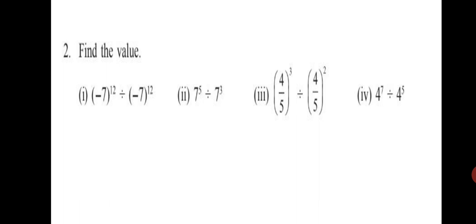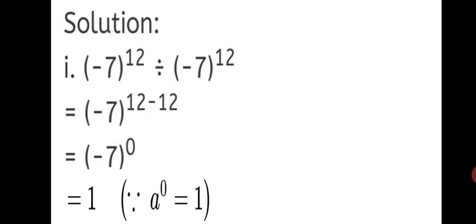Question number 2. Find the value. We have 4 sums again here. Let's solve them one by one. First sum, minus 7 raised to 12 divided by minus 7 raised to 12. Solution, minus 7 keep as it is. First subtract 12 minus 12, the index. You get 0. So minus 7 raised to 0 is equal to 1. Why? Because a raised to 0 equals 1. So any number or any alphabet raised to 0 is equal to 1. That's our formula. Alright, you have to memorize this.